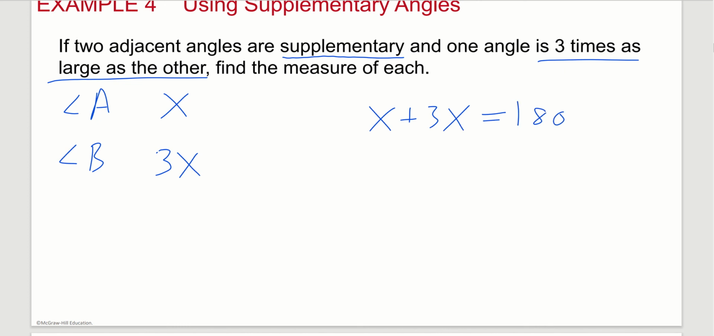We now have our equation. We can solve this for x. X plus 3x gives us 4x. 4x equals 180. We would divide both sides by 4, and we would get x equals 4 goes into 180 45 times.